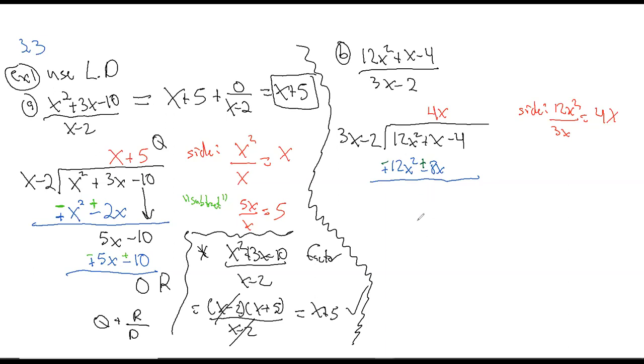The first terms, when you combine vertically, will cancel. That should always happen. If it doesn't, you've made a mistake somewhere, I guarantee it. Then x plus 8x is a 9x. Bring down the minus 4.